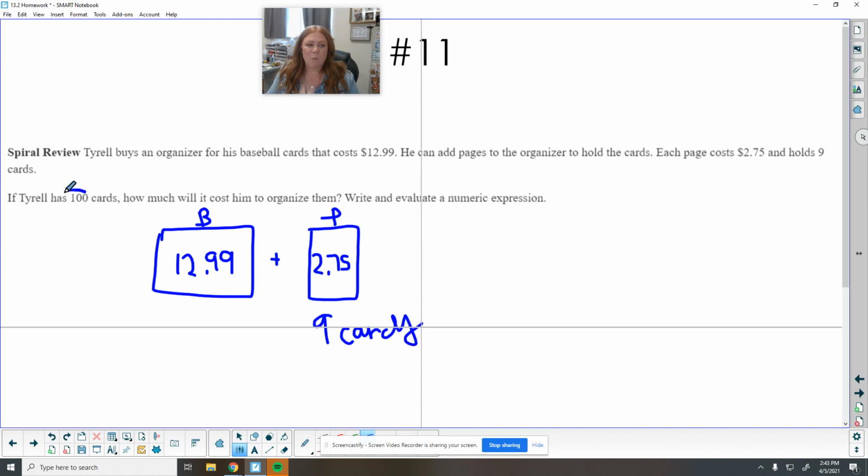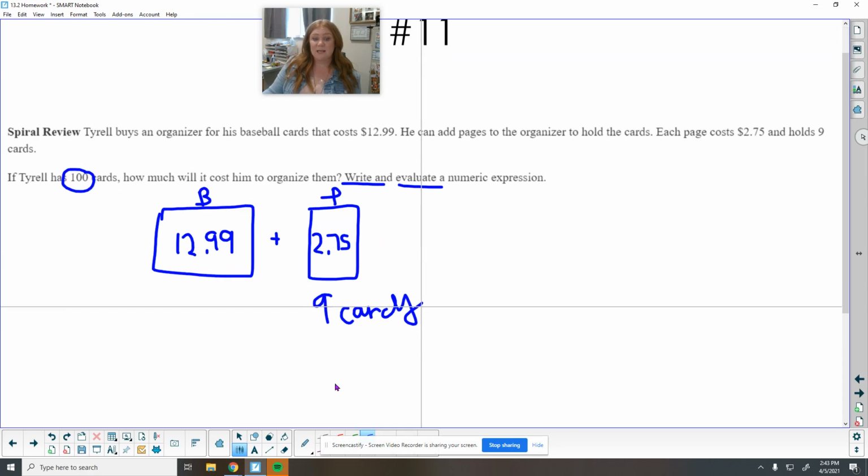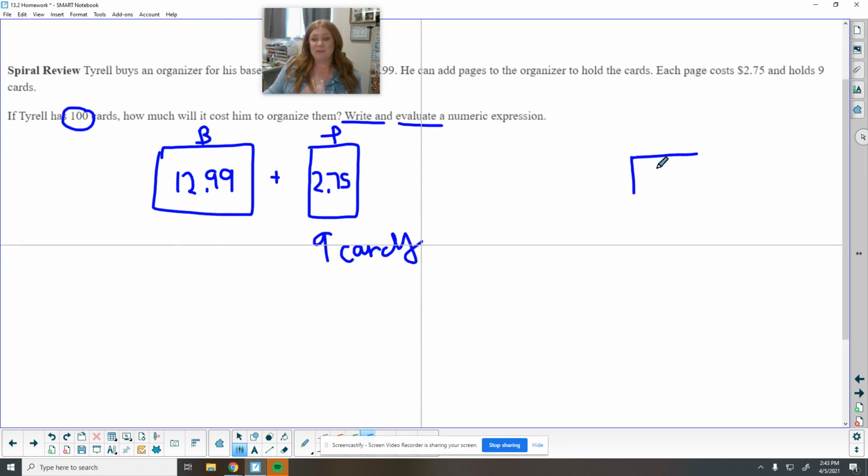If Tyrell has 100 cards, how much will it cost him to organize them? It wants us to write and solve a numeric expression. So we need to write the problem, then solve it. I know that if he only buys 9, that's not going to be enough to hold 100 cards. So the first thing we need to do is see how many pages he needs. So go ahead and do 100 divided by 9.